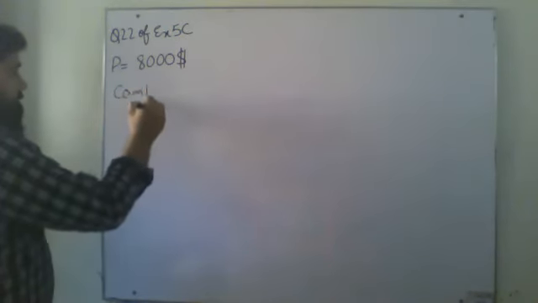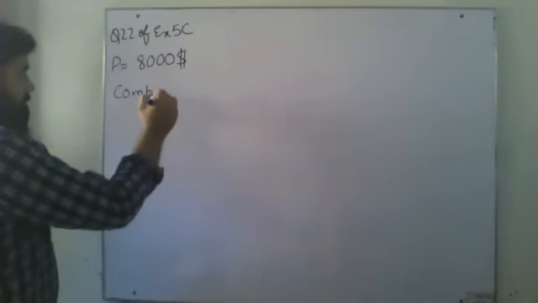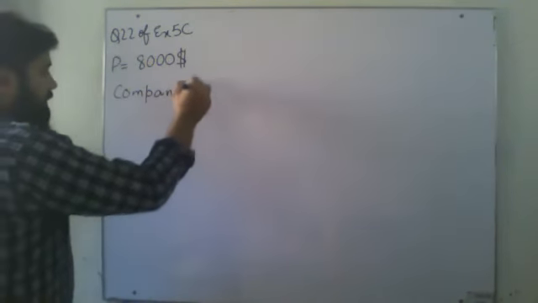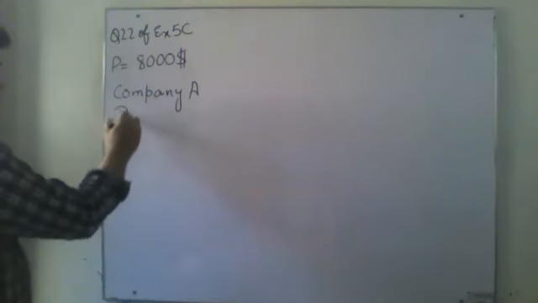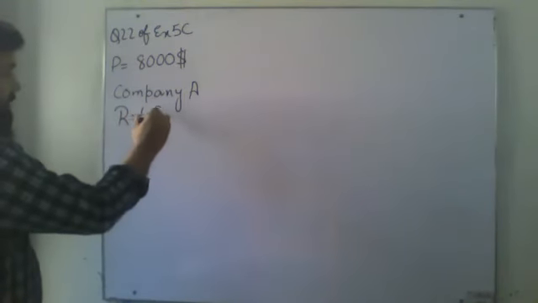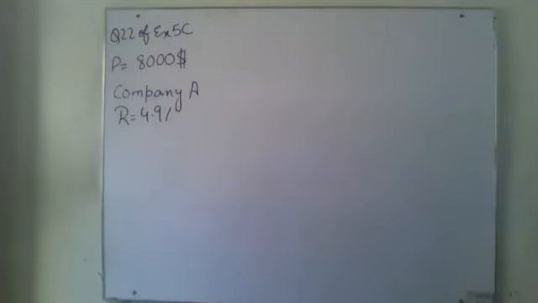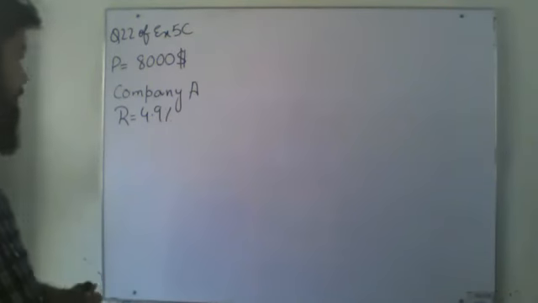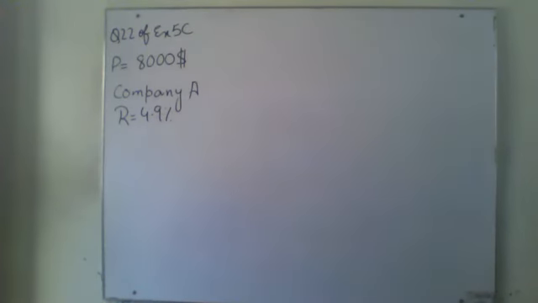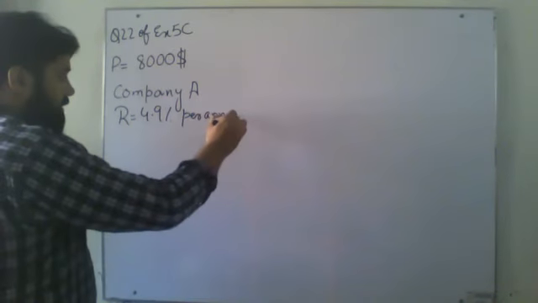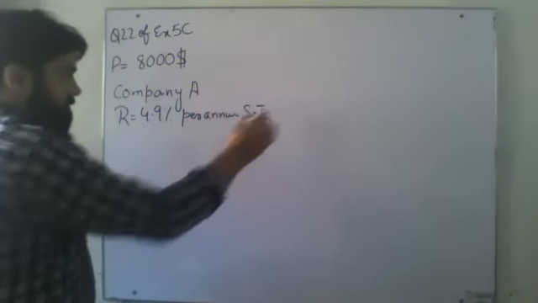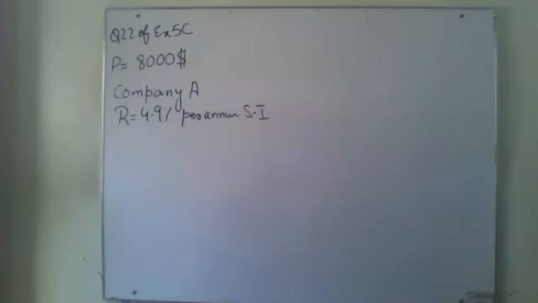Company A is offering a 4.9% rate per annum simple interest. This is being offered by company A.